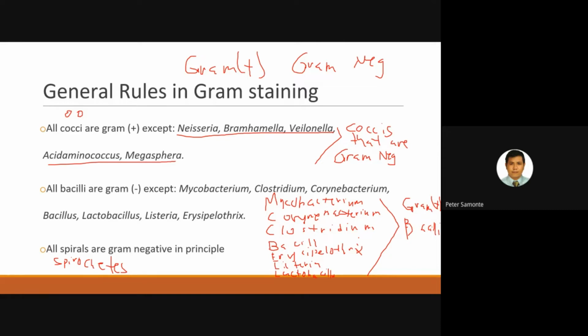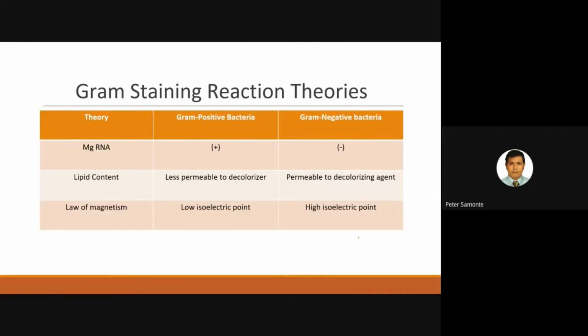Questions? Okay. So there are three theories, class, in regards to Gram positive bacteria. We have the first theory, which is mgRNA, magnesium RNA. This theory, class, states that if a bacteria has magnesium RNA, it is considered Gram positive. If it has no magnesium RNA, it is considered Gram negative.